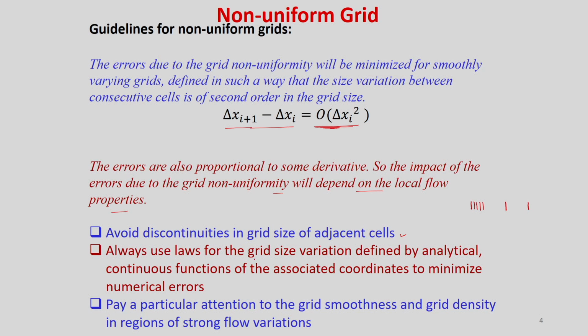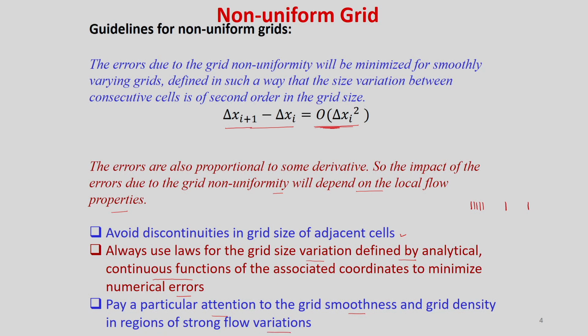Always use laws for the grid size variation defined by analytical continuous functions of the associated coordinates to minimize numerical errors, and pay particular attention to the grid smoothness and grid density in regions of strong flow variations.